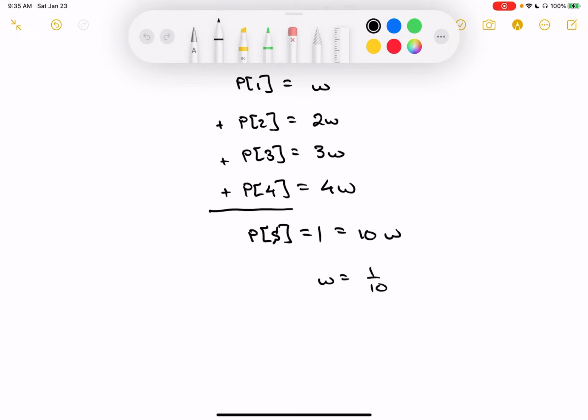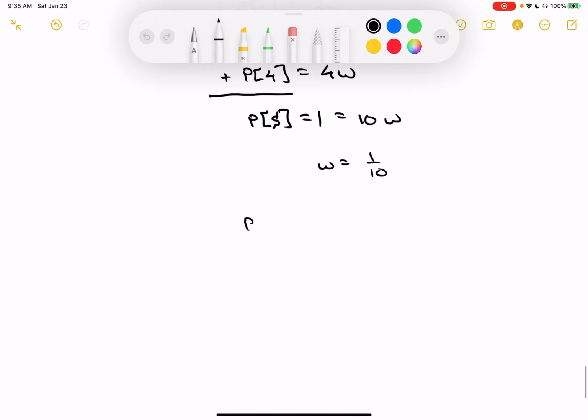W equals 1/10, right? And what can I get from that? The probability of I is equal to I divided by 10, where I equals 1, 2, 3, or 4. If it's going to be really complete, I'd say 0 otherwise, something like that. So the likelihood of me getting a 1 is 1/10. The likelihood of me getting 2 is 2/10. Likelihood of getting a 3 is 3/10, and the likelihood of getting a 4 is going to be 4/10.